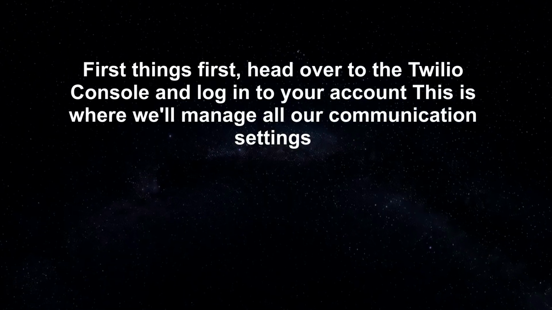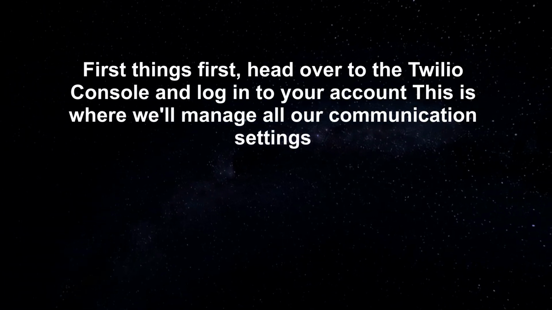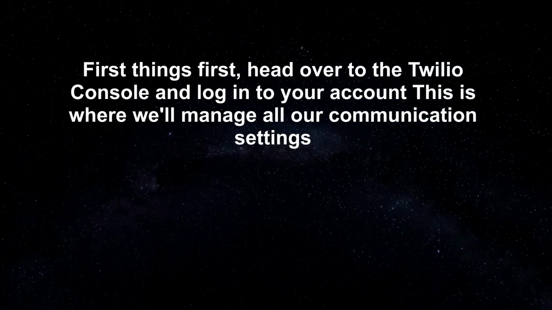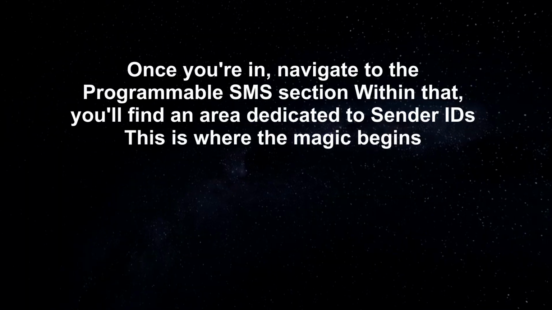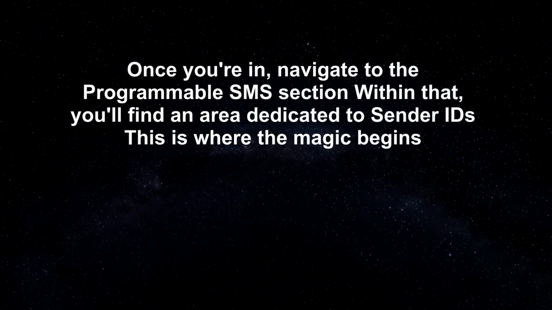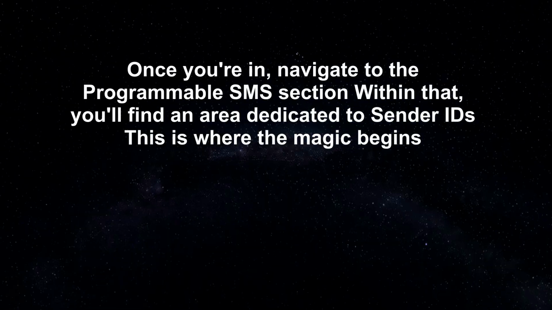First things first, head over to the Twilio Console and log into your account. This is where we'll manage all our communication settings. Once you're in, navigate to the Programmable SMS section. Within that, you'll find an area dedicated to sender IDs. This is where the magic begins.